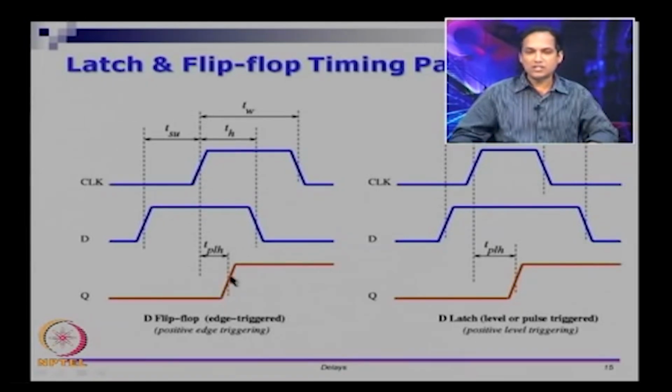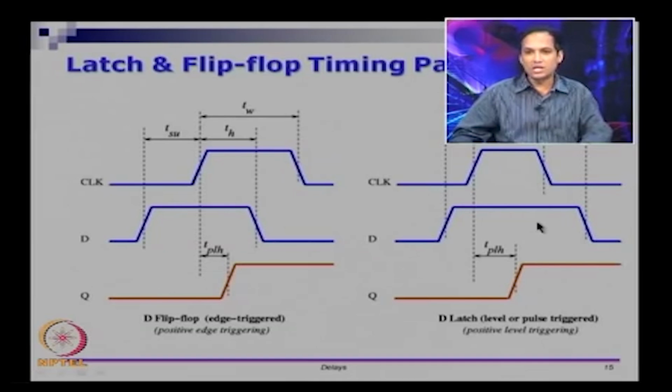And the definition of TPLH, or the low to high transition, is with respect to the opening edge of the flip flop. When does the flip flop open? It is also opening at the rising edge itself. So you take the rising edge of the flip flop, which is also the opening edge, and look at when Q transitions from 0 to 1; the difference between those is called TPLH.